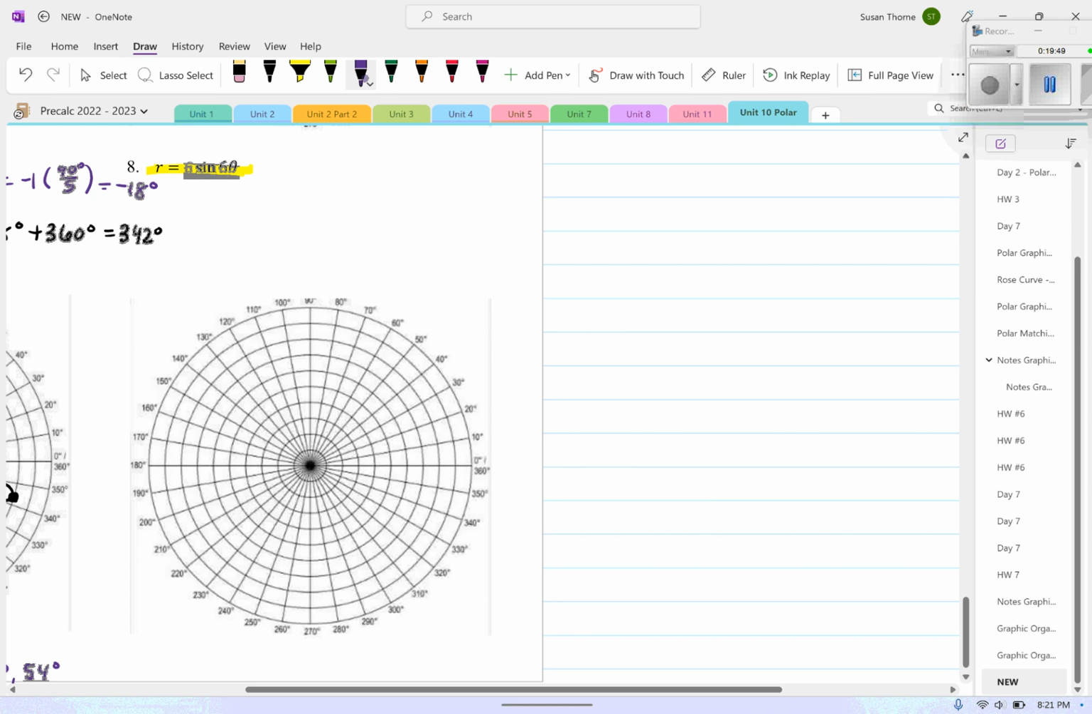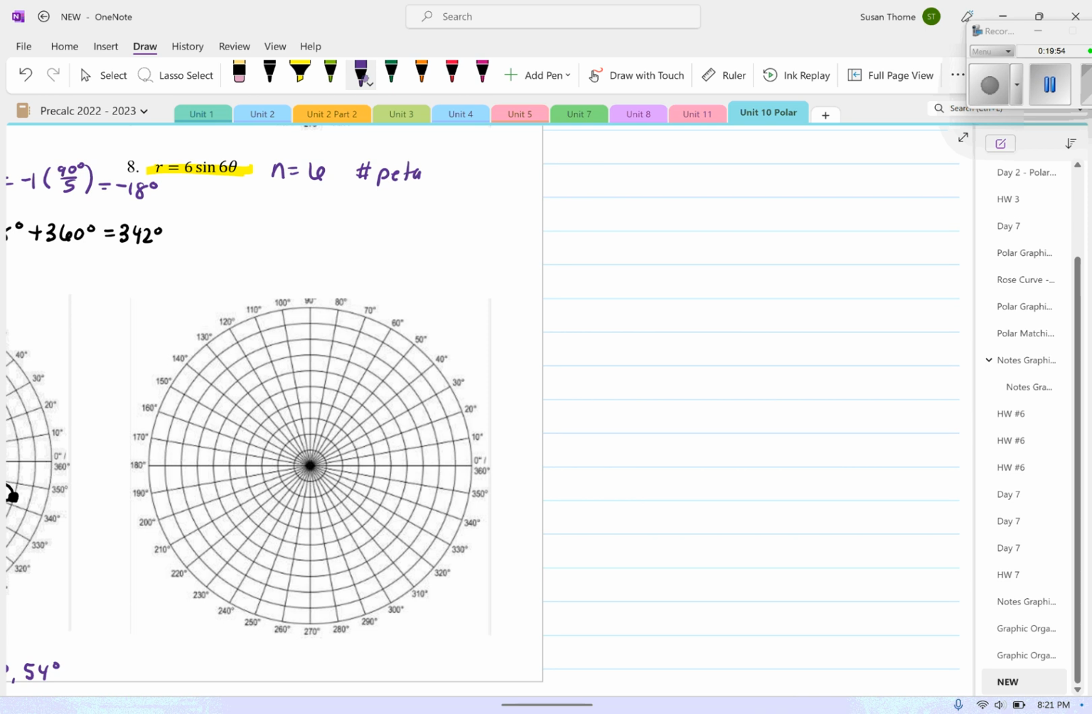So for this one, n equals 6, which means the number of petals is equal to 2 times 6, which is 12. And the length is always equal to the absolute value of a, so the length of each petal is equal to 6. The distance apart, or the space between, however you want to say that, is 360 degrees divided by the number of petals, which is 12. So the distance apart is 30 degrees.